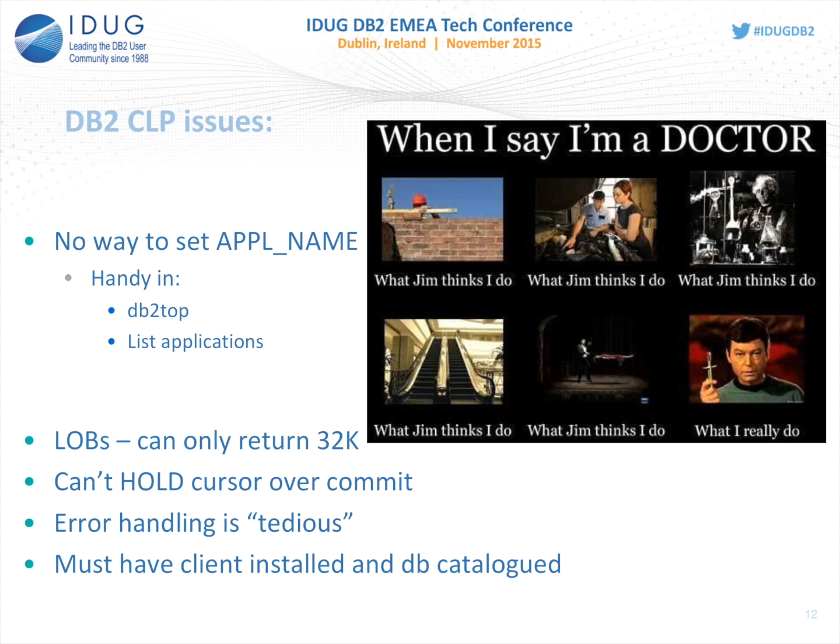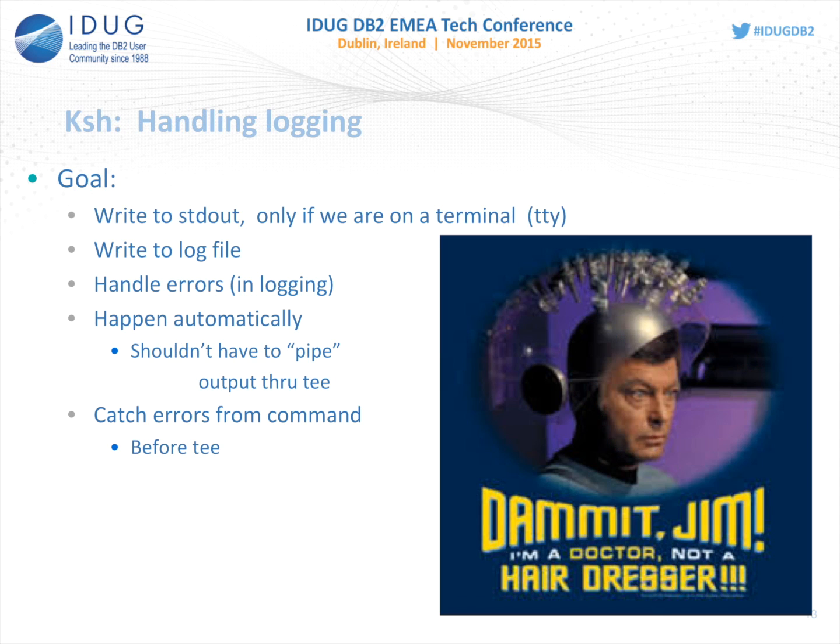This application also had LUWs in some of those tables, and if you want to select a LUW through the CLP, you get 32K back. And if you want to see something in the LUW that's out further, you can't see it. I don't have any way to hold cursors over a commit with the CLP. And like I showed you in that last slide, error handling's kind of less than stellar. And you'd have to have the client installed and everything to make this work. The database is cataloged. So I hate piping through tee to a log file, and I want to solve that problem.